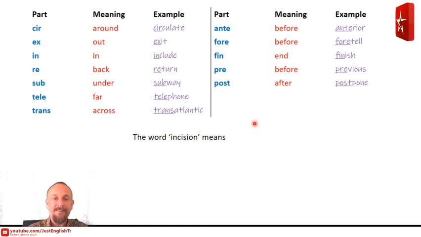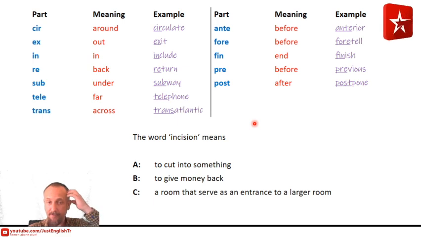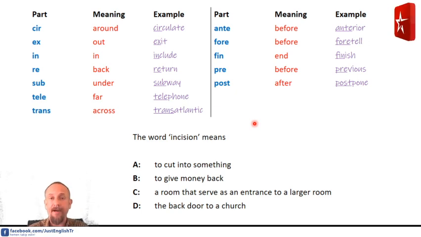So the word incision means A, to cut something, B, to give money back, C, a room that serves as an entrance to a larger room, or D, the back door of a church. A, B, C, or D.